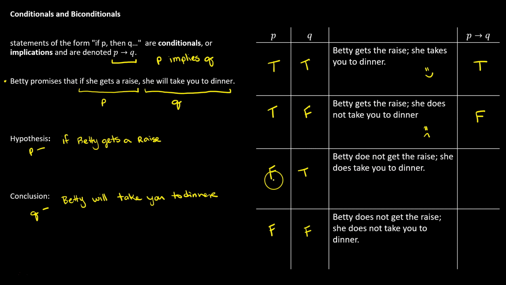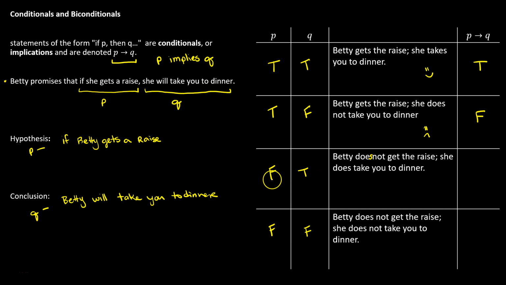Next scenario. If P is false, then Betty does not get the raise. Sorry, Betty. So sad for you. And if Q is true, then she still takes us out to dinner. That makes us happy, but it wasn't necessary. She didn't say, I'm going to take you out to dinner no matter what. She said, I'll take you out to dinner if I get the raise. So in this case, the initial hypothesis was false, but we have no idea what that means for the implication.